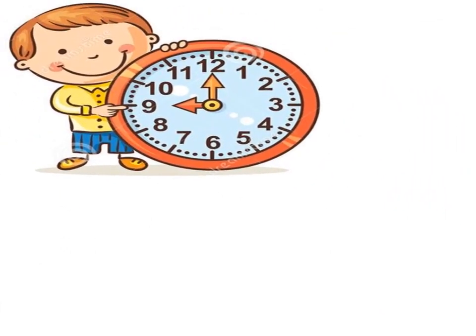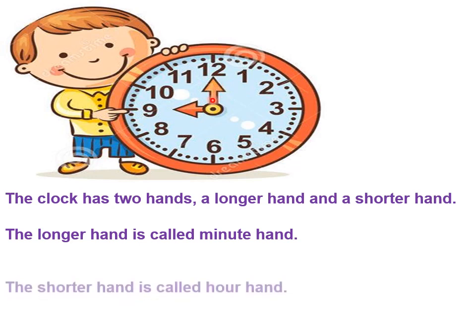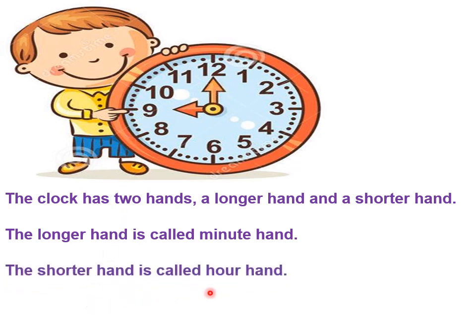Now we will see the hands of the clock. The clock has two hands, a longer hand and a shorter hand. The longer hand is called the minute hand. This one is the longer hand, so it is called the minute hand. The shorter hand is called the hour hand. This one is the shorter hand, it is called the hour hand.